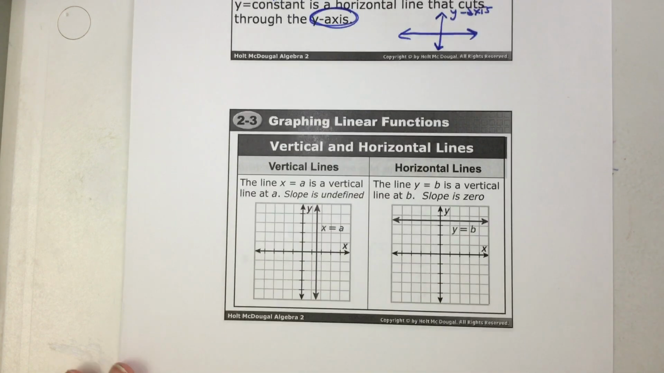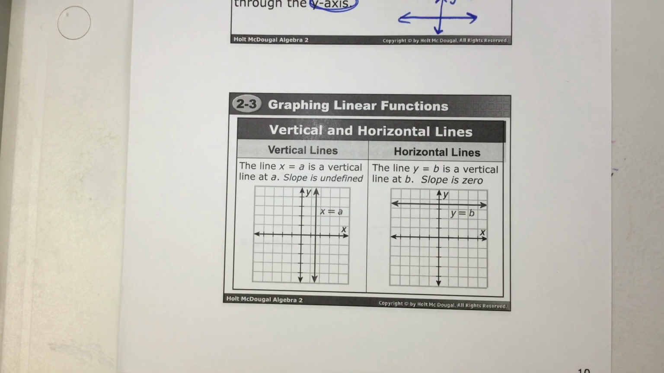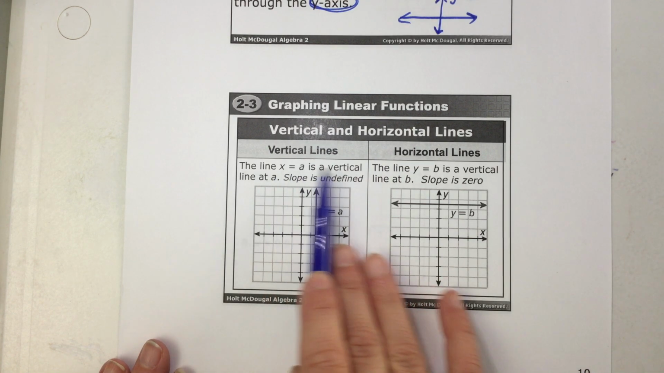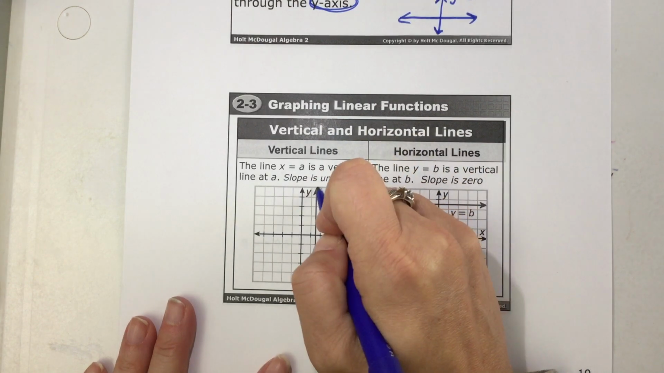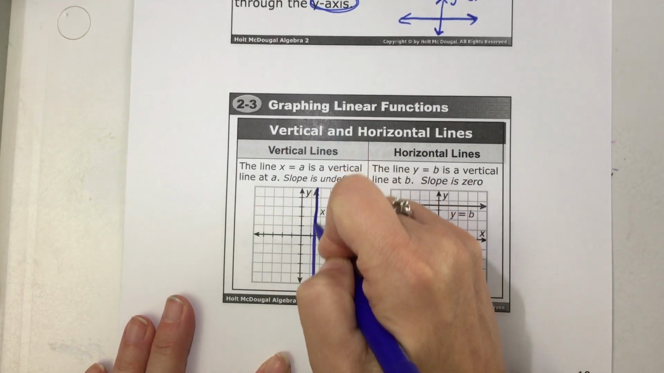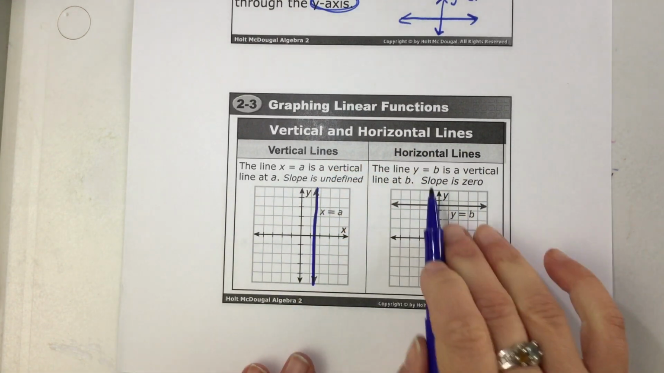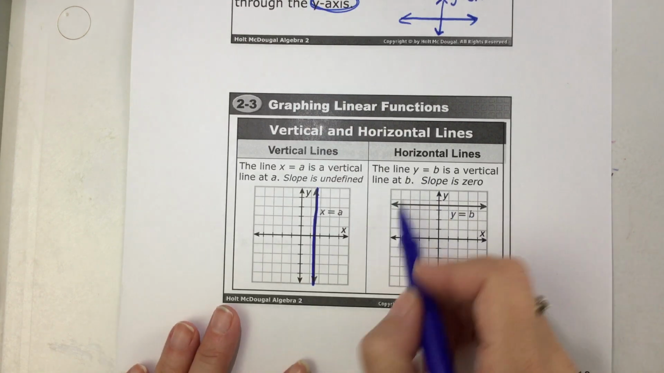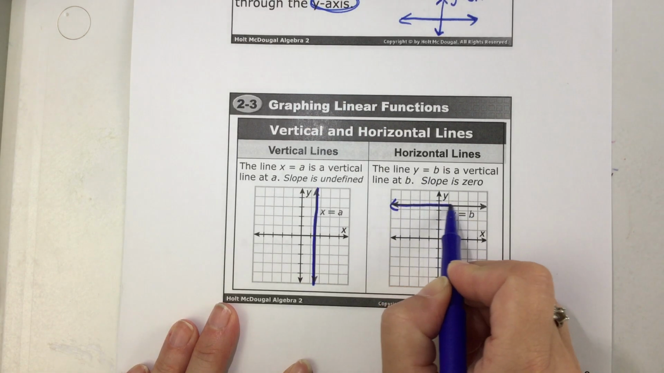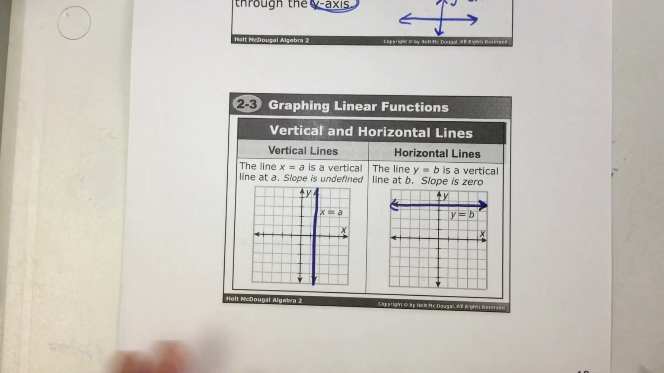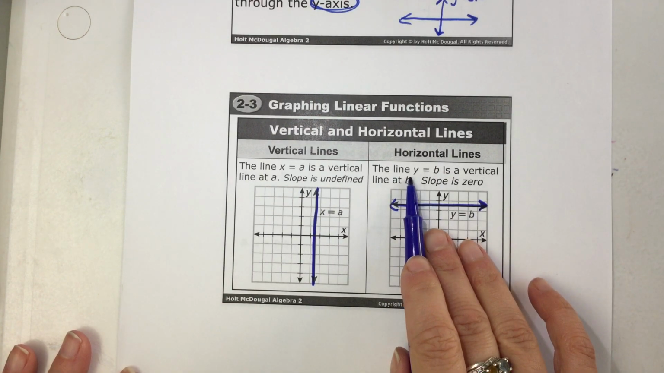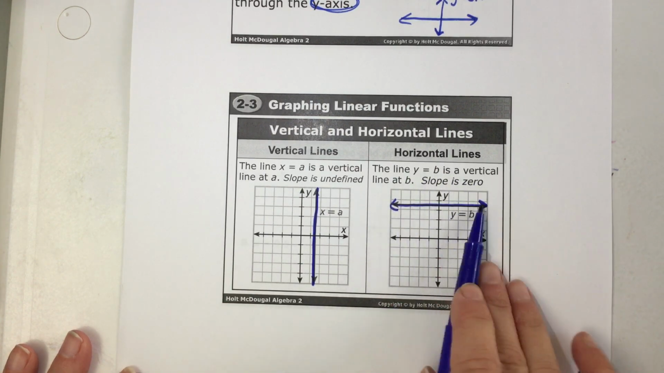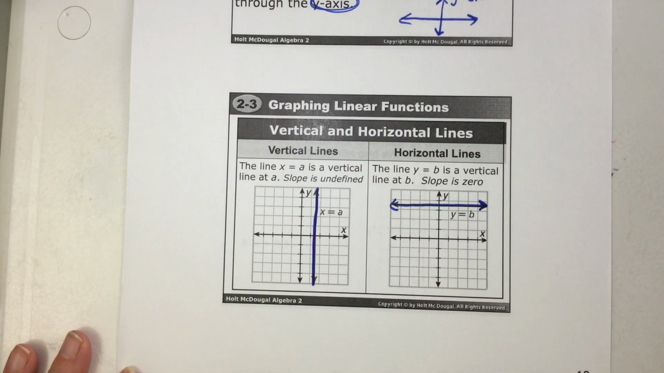Okay, so here, just to make sure that what I just said makes sense and to give you maybe even a better visual, if you have x by itself, it is a vertical line. The reason it's vertical is because you have to cut through the x-axis. If you have y by itself, you have a horizontal line. Okay, so y equals b, you have a horizontal line because it must cut through the y-axis.